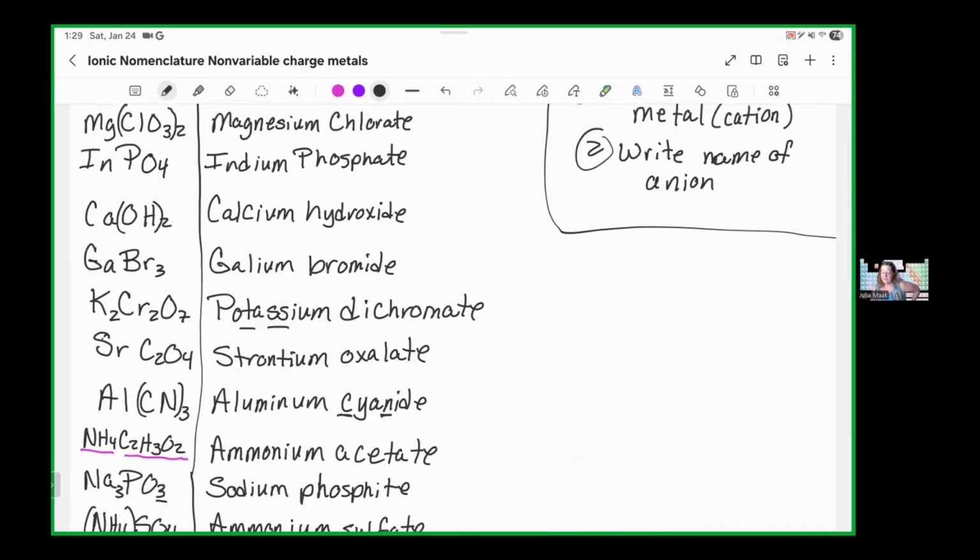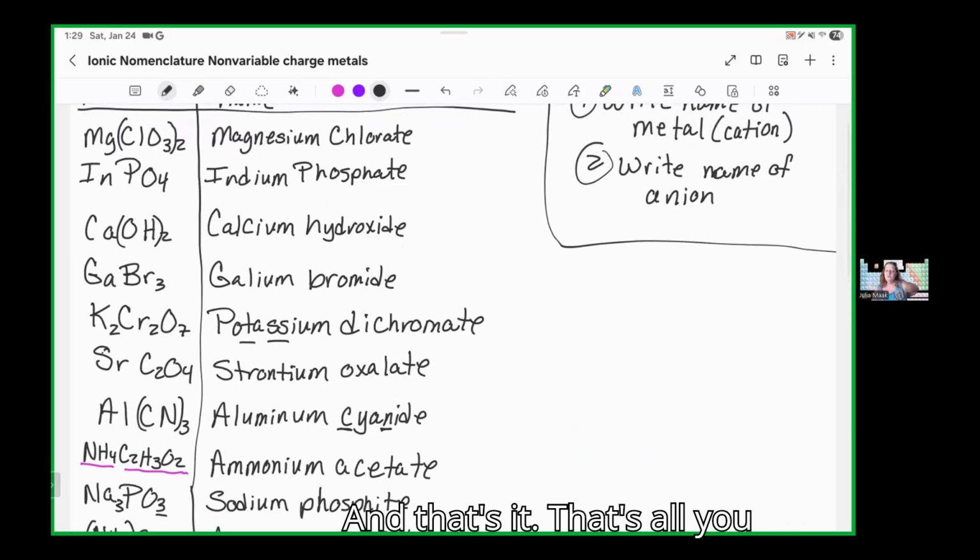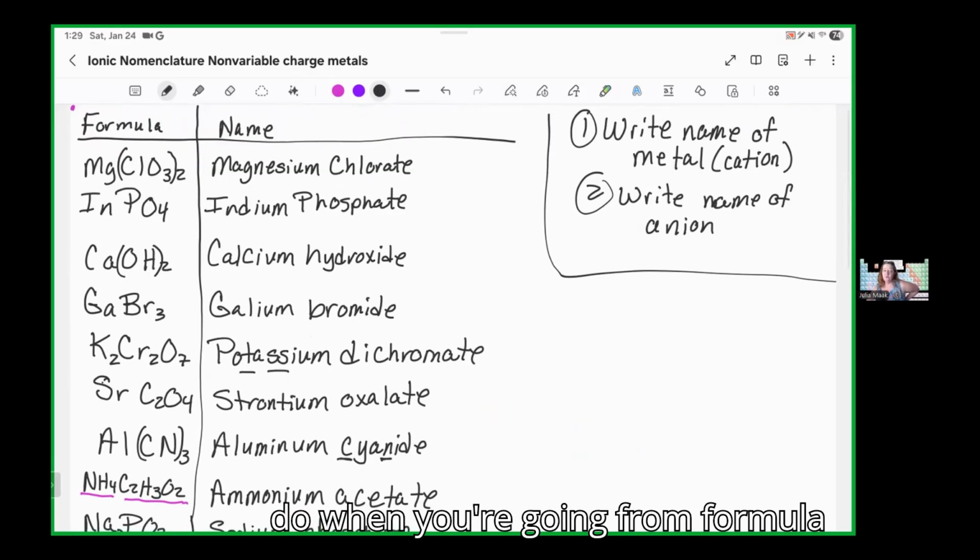And that's it. That's all you do when you're going from formula to name on ionic compounds that do not have a variable charge metal. Just name your metal, name your anion, and you're done. So that's nomenclature of non-variable charge ionic compounds.